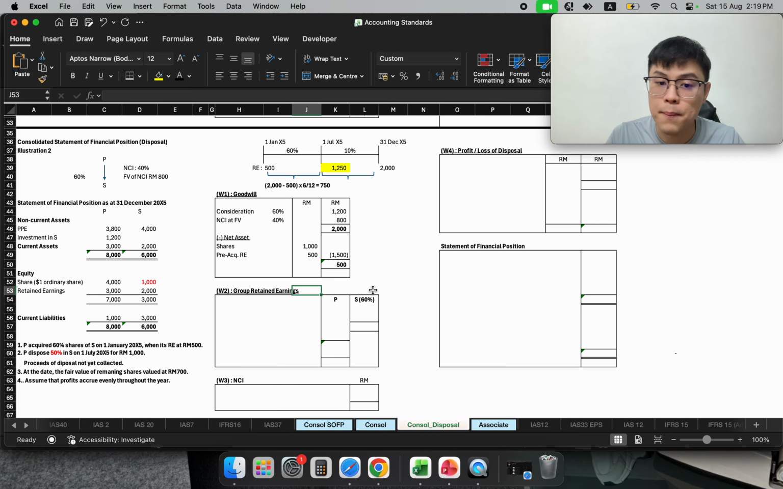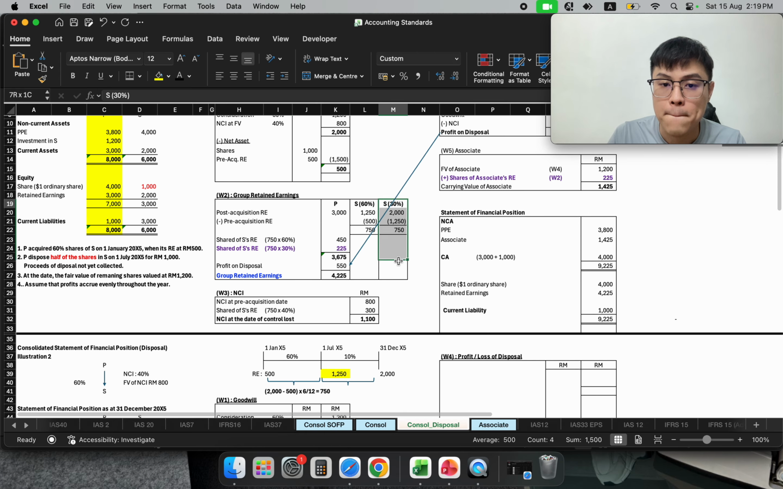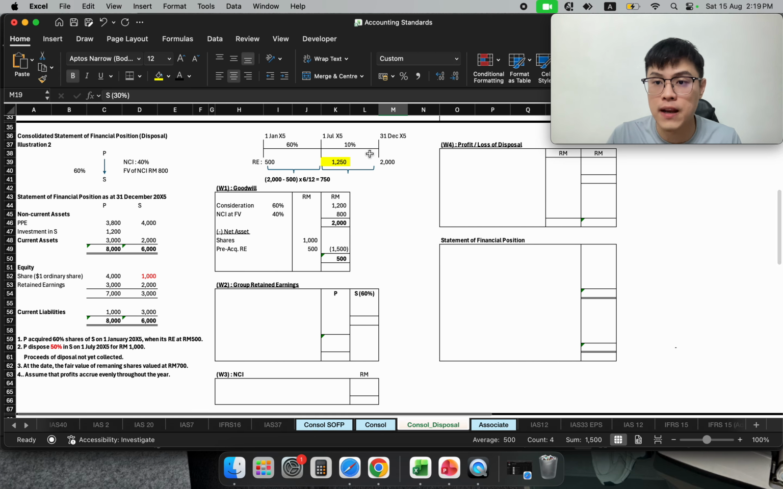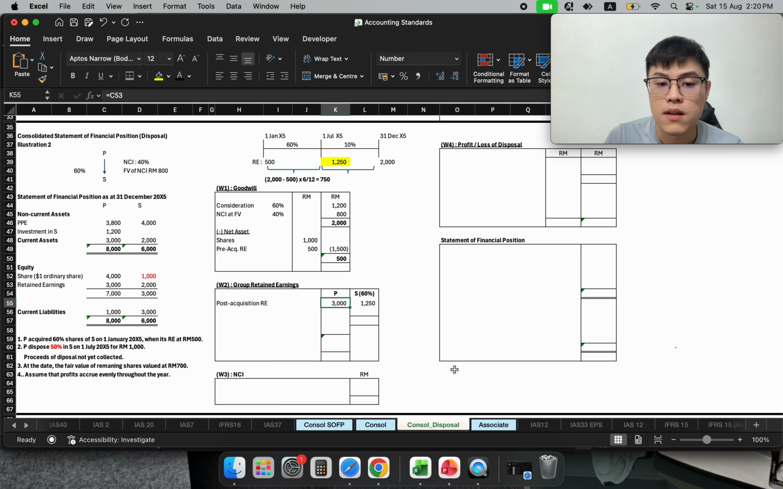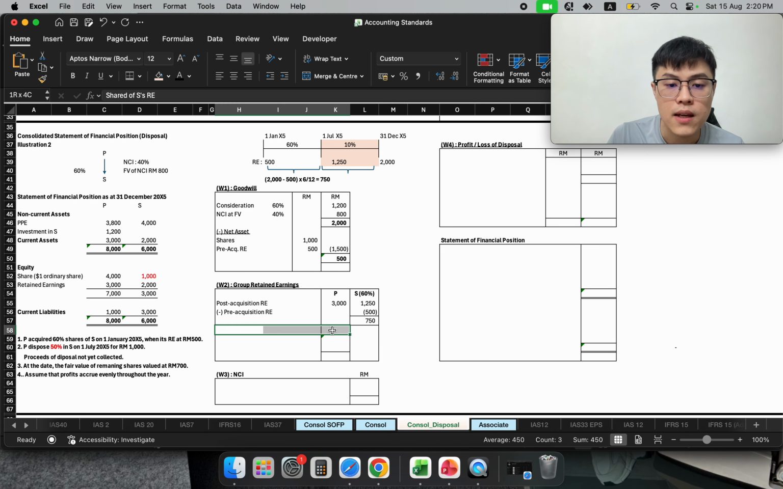Group retained earning is a bit different because just now there was an associate. But this one totally becomes your IFRS 9 financial instrument. You are not using equity accounting, so we are not going to share their profit. So in here, my post-acquisition retained earning: parent's 3,000, and at the date I stopped consolidating, which is 1,250. That will be my post retained earning. I'm not using this because here is 10% already IFRS 9. And I will need to minus the pre-acquisition retained earning, which is 500. That 750, I will share with my parent at 60% holding. Then this will be my retained earning as for now.